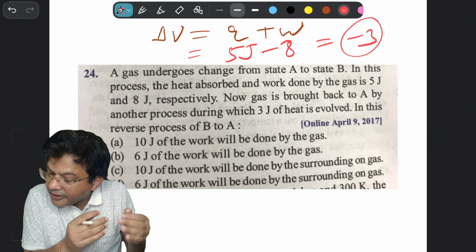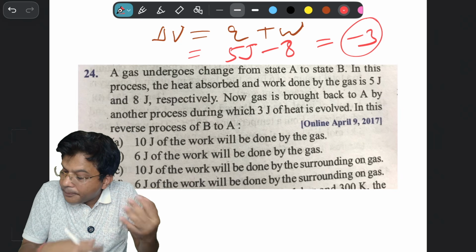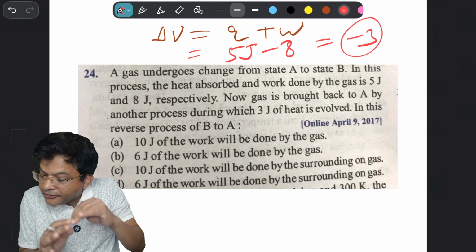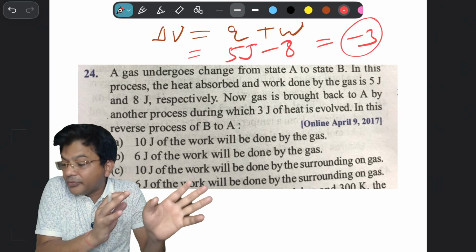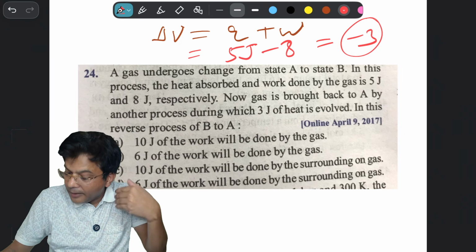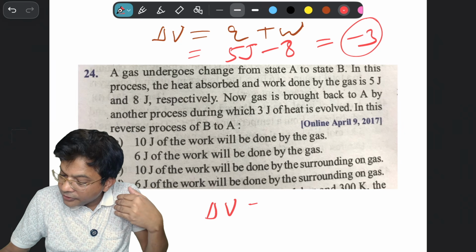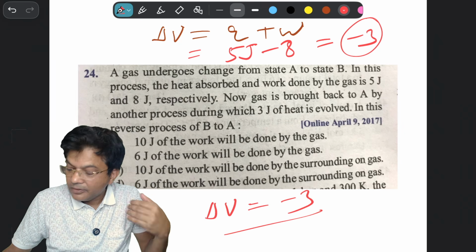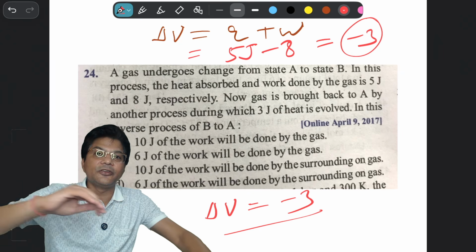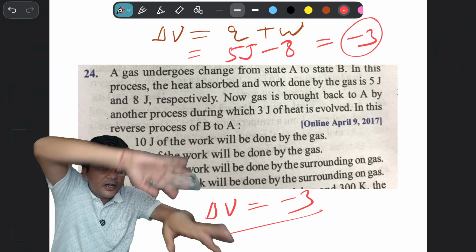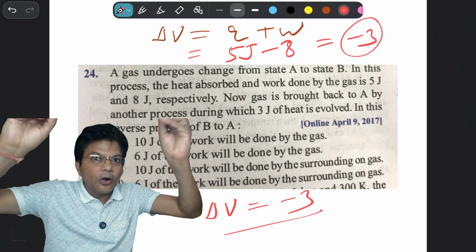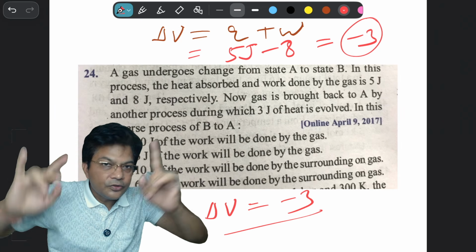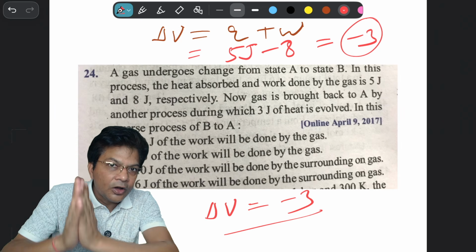Now the gas is brought back to A by another process during which 3 joule of heat is evolved. That is 3 more loss. By coming back, delta U is equal to minus 3. Now see, the total loss is minus 6. But once you're coming back, the overall delta U should be 0. So the total loss is minus 6.